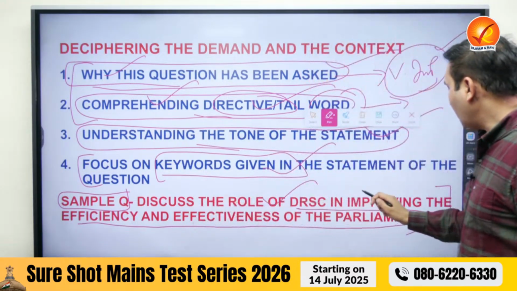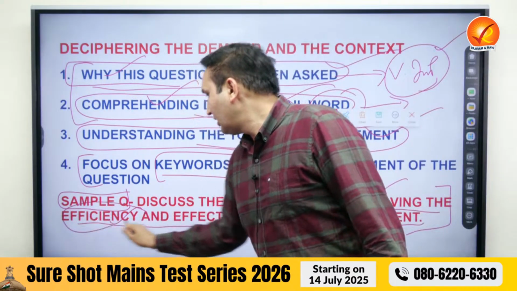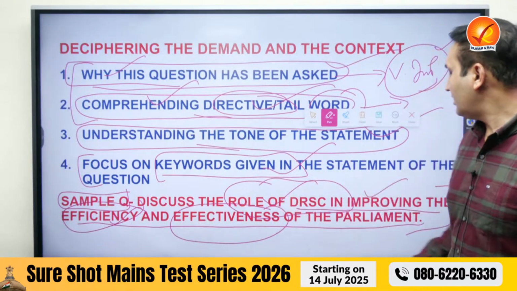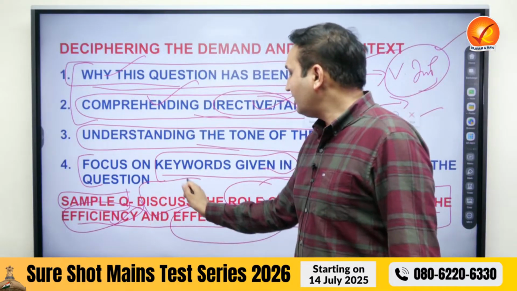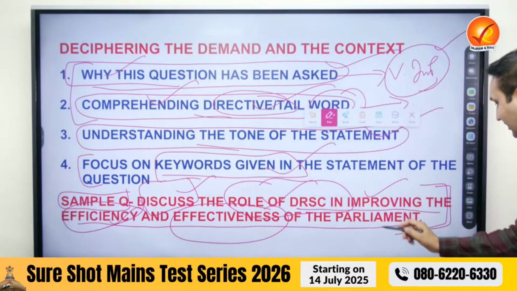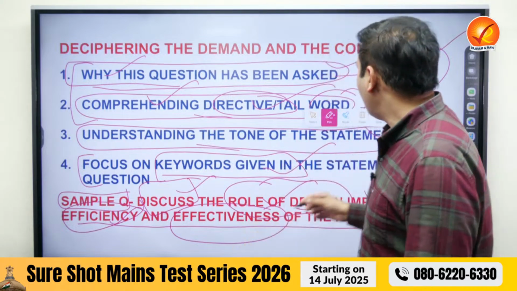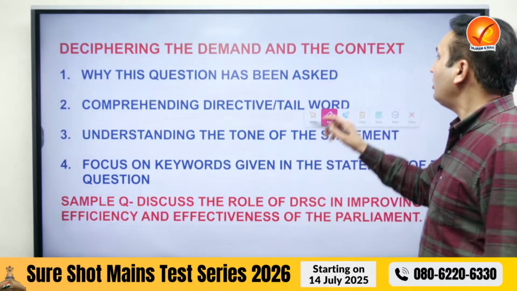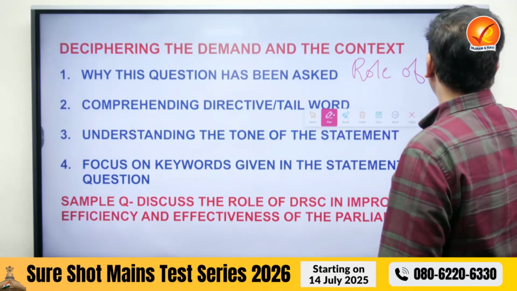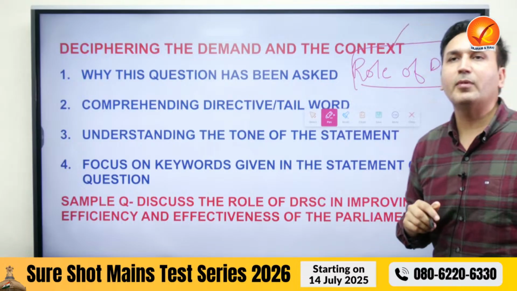Discuss the role of department related standing committees in improving the efficiency. This is a keyword. Effectiveness, this is a keyword. Role of DRSC, this again is a keyword. Discuss, this is a directive word or tail word, what we call them. So if we take this combined, then we will be able to decipher what is the core demand of this answer. So the core demand here would be role of DRSCs in improving the efficiency and effectiveness of parliament.